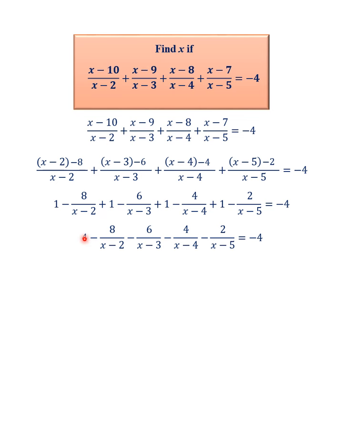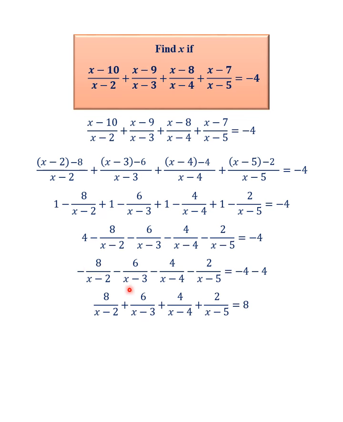At this point, this 4 can cross over by subtracting 4 from both sides of the equation. If this crosses over, it becomes negative 8 over x minus 2, negative this, negative this, negative this, equal to negative 4 minus 4. Now take a look at this. Minus 4 minus 4 will give us minus 8. To take away the negative, we multiply both sides by negative 1. So if minus 8 changes to positive 8, it means all the negatives on the left hand side will also change to positive for the equation to be balanced.